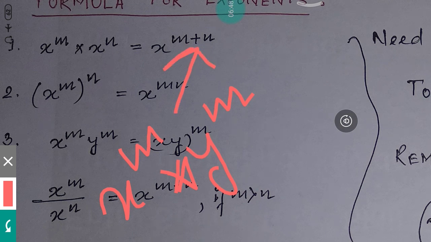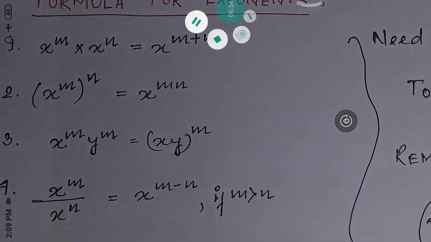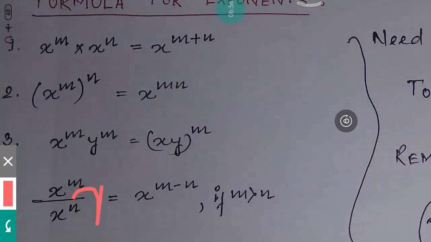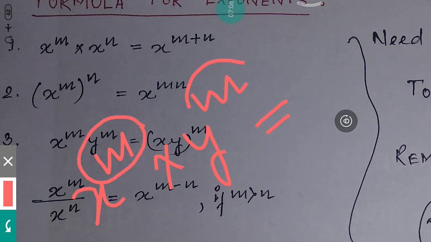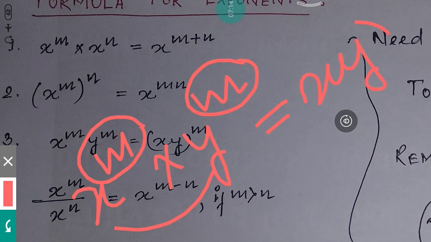If we apply the first formula, the base should be the same. Either this should be x or this should be y. Here it is given x power m multiplication y power m. Since the bases are not the same, we cannot apply the first formula. So what you have to do, check here: these two powers are the same, the bases are different but the powers are the same. At that time we can take all the bases inside, and the one common power will be outside.